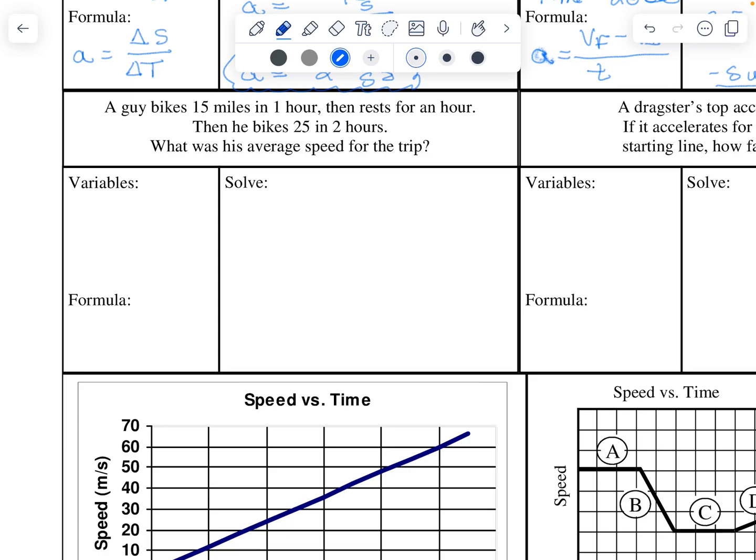Okay, next problem. A guy bikes 15 miles in 1 hour, rests for an hour, then he bikes 25 miles in 2 hours. Let's find our distance total. Oops, let's write all of our distances down first. Our distance 1 is equal to 15 miles. Our distance 2, rest for an hour, is 0. And our distance 3 is 25 miles.